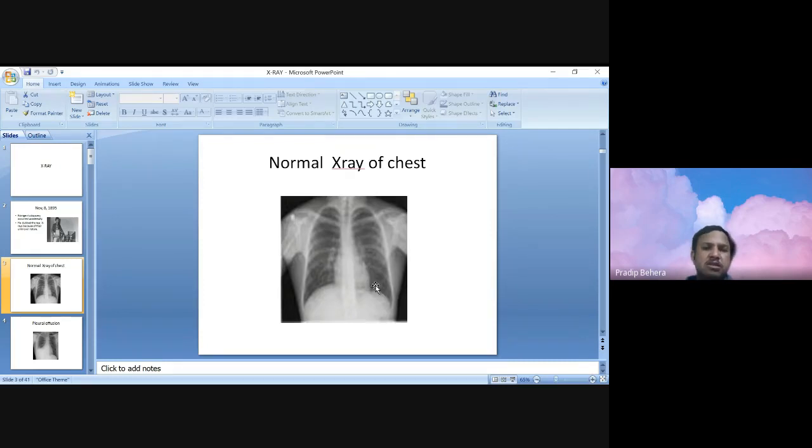Then what are the structures on the left border of the heart? Starting from above downward, there is the aortic knuckle, the shadow of the arch of the aorta. Normally, as you know, the arch of the aorta runs from anterior to posterior, and posteriorly the arch continues as the descending thoracic aorta, and anteriorly it is the continuation of the ascending aorta. The aortic knuckle sometimes becomes very prominent in conditions like an aortic aneurysm.